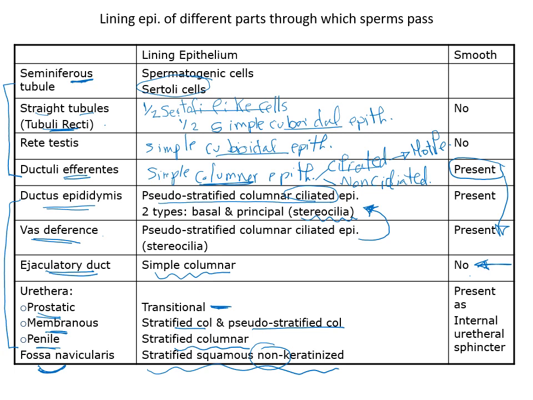So again, the lining epithelium of the different parts through which the sperm passes. The first is the seminiferous tubule. It is lined by spermatogenic cells and Sertoli cells. Then you have the tubuli recti, lined by Sertoli-like cells and then simple cuboidal epithelium. The rete testis is lined by simple cuboidal epithelium. Then you have the ductuli efferentes, lined by simple columnar epithelium, with ciliated and non-ciliated cells. The cilia here are motile. The tubuli recti and the rete testis have no smooth muscle fibers.